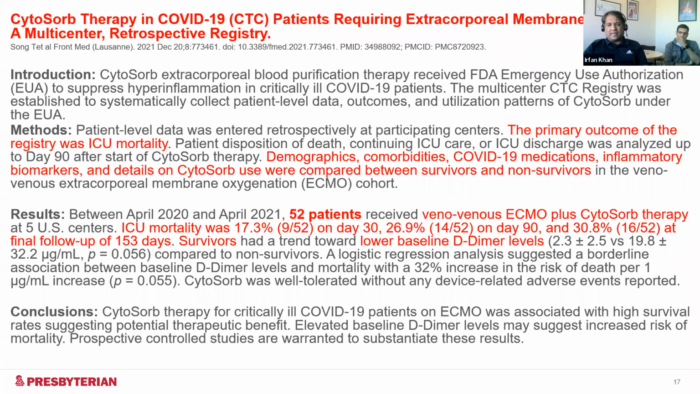So they looked at a few blood tests to see what exactly is different in survivors. What they found was the D-dimer levels were extremely high in patients who are non-survivors, closer to 20, versus patients who are survivors, which is closer to 2 to 3. Each 1 microgram per ml increase in the D-dimer level related to a 32% increase in the risk of death, which was huge. So what they felt was Cytosol was something that could improve survival, and more studies are needed for this.